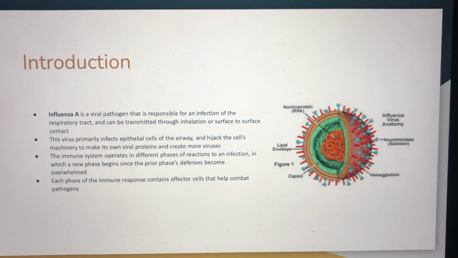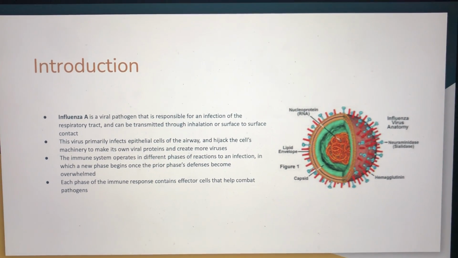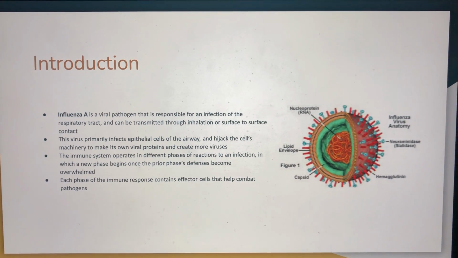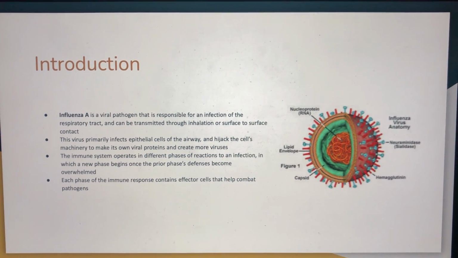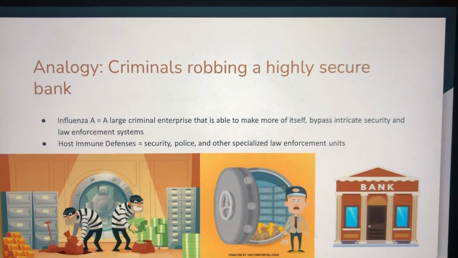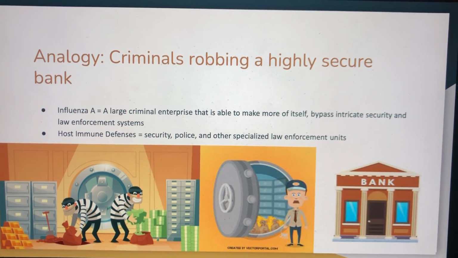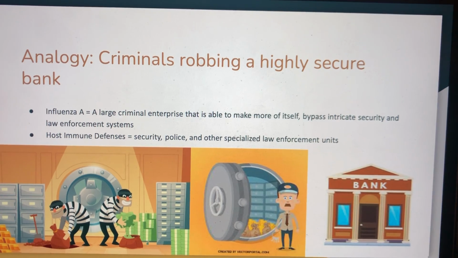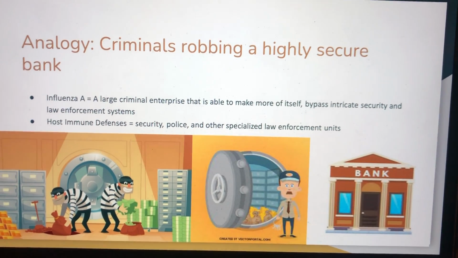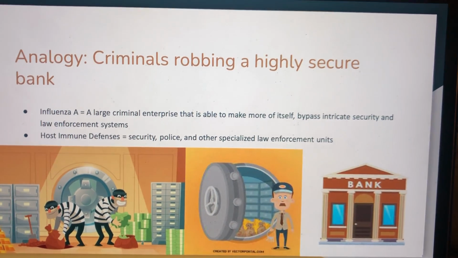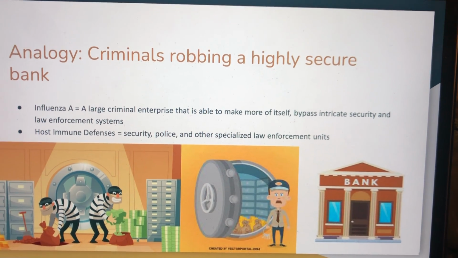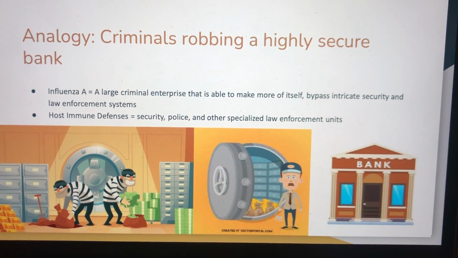In this presentation, I'll be using an analogy to explain the three phases of the immune response to an influenza infection. Specifically, I'll be using the analogy of criminals robbing a highly secure bank, in which the pathogen represents a sophisticated criminal organization that is attempting to enter the secured vault, and the host immune defenses represent the various security and law enforcement personnel responsible for neutralizing this threat.